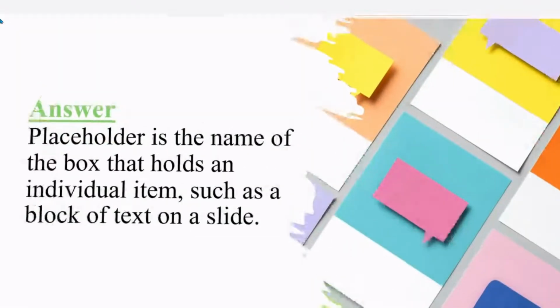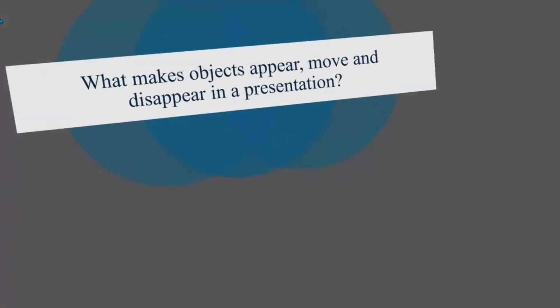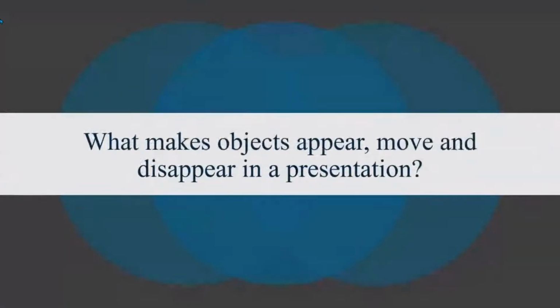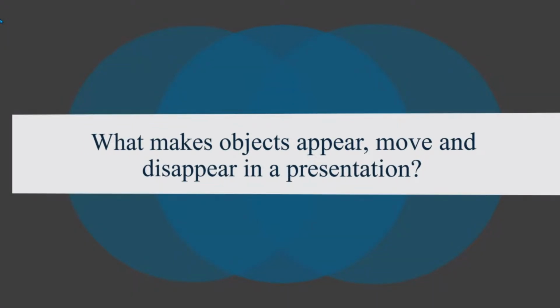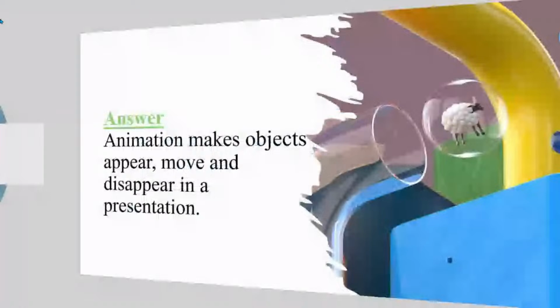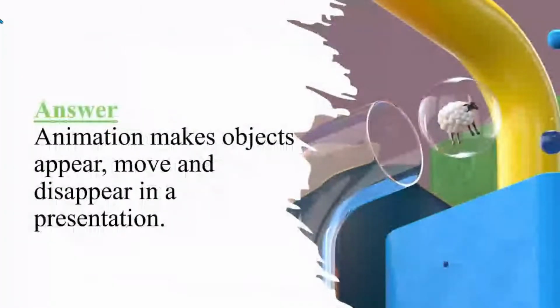Next question. What makes objects appear, move, and disappear in a presentation? I would have also gone over this term already. Animation. Very good, guys. Very good, Jalicia. Very good, determined youth. So indeed, animation makes objects appear, move, and disappear in a presentation.